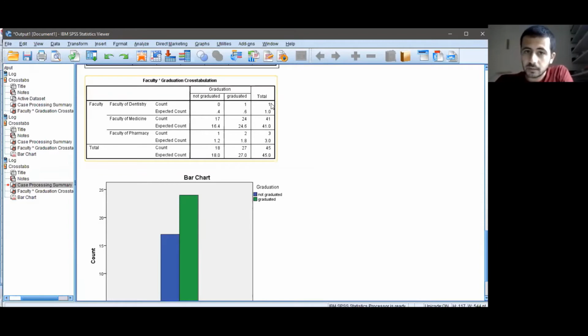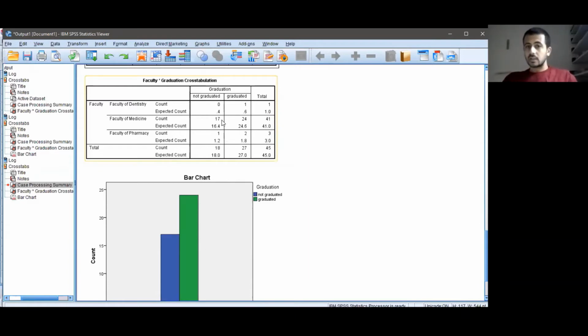But look here, I have one participant and they expect 0.4 of that person to be not graduated. Here we have 3, then they expect 1.2. So they expect 40% too. Here we have 41, so they expect 16.42. Those are all 40%, 40%, 40%.